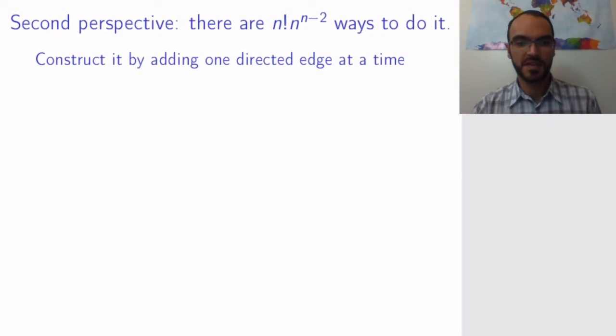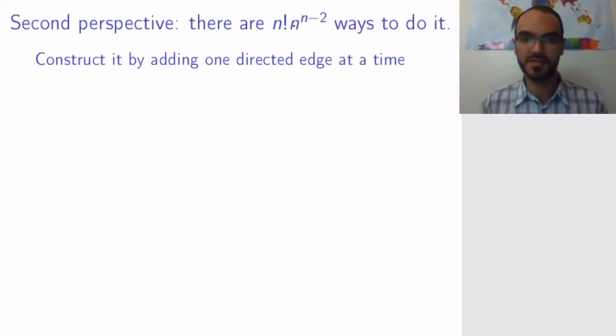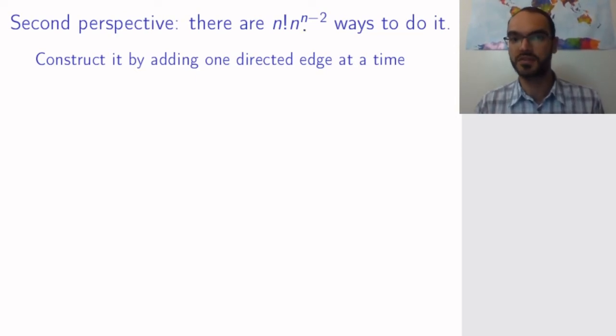Okay, so now somebody comes in and says, no, this is stupid. This is not the way to count how many ways to do it. I know a better way to count that will show you that there are in fact not n factorial times Tn, but n factorial times n to the power n minus 2 ways to do it. So how is this done? This is done by adding one directed edge at a time. So let's look at the general algorithm and see how it works in our small example.